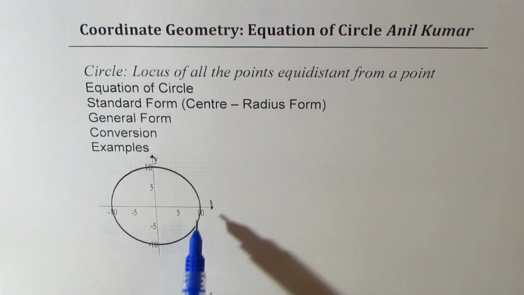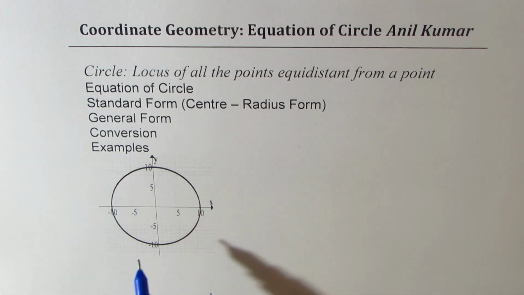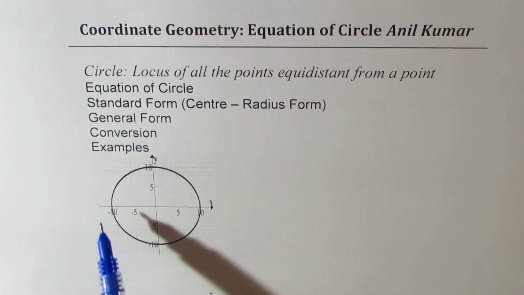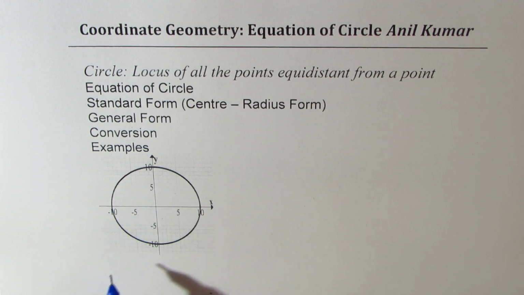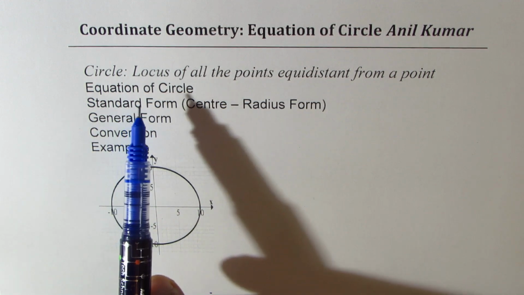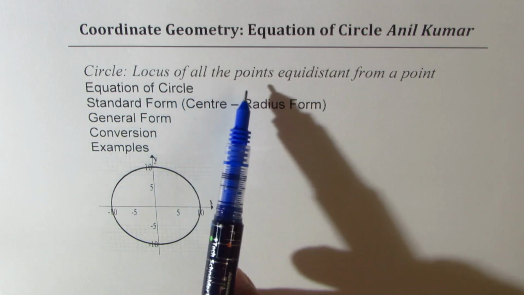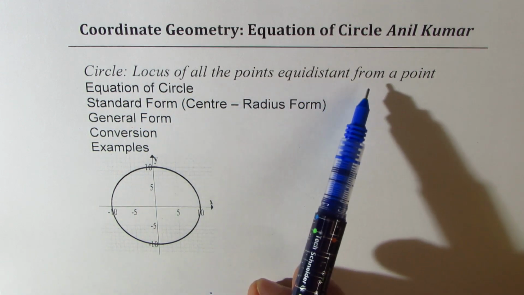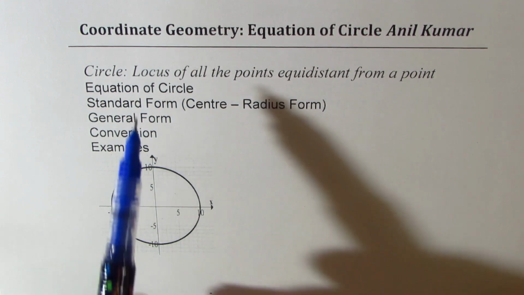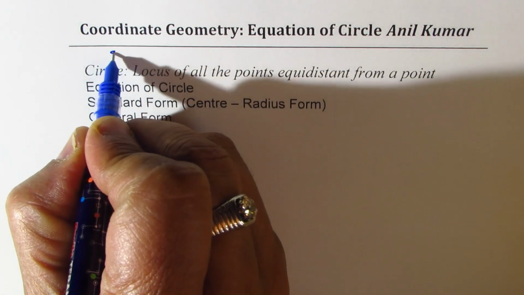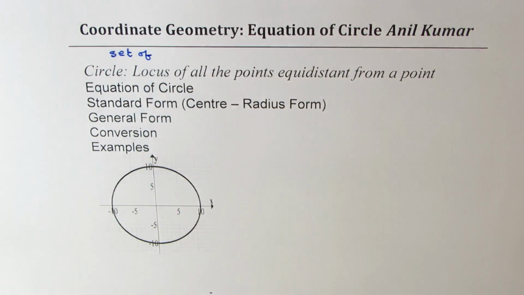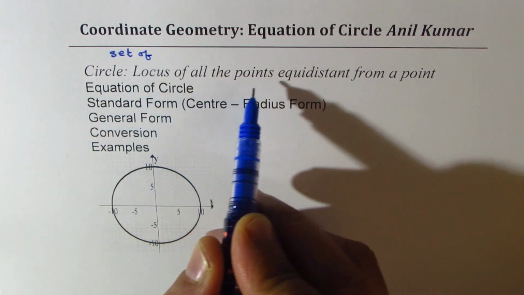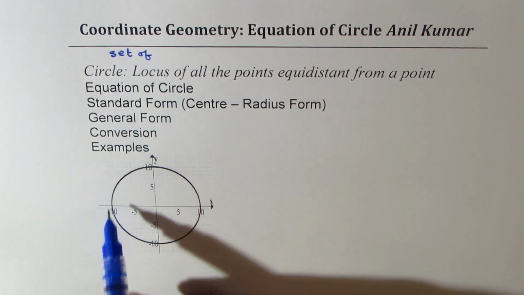Circle, as you can see here, is a two-dimensional figure where each point is the same distance away from what we call the center. In general, it is defined as the locus of all points equidistant from a point. Now, locus really means set of, group of, right? So let me write down "set of" for the term locus. Locus of all the points, all real numbers.